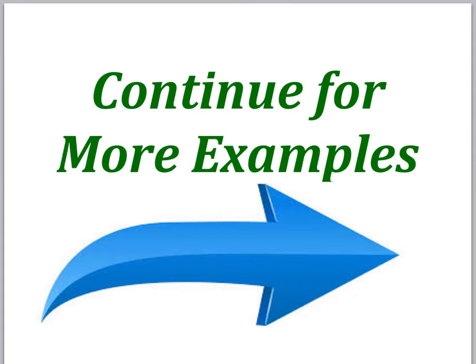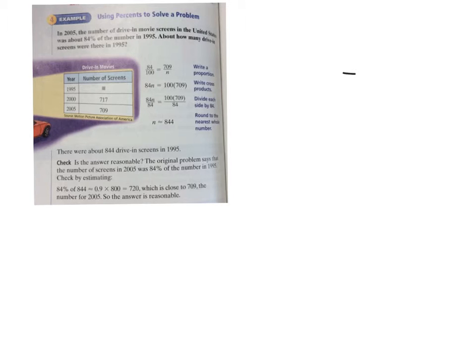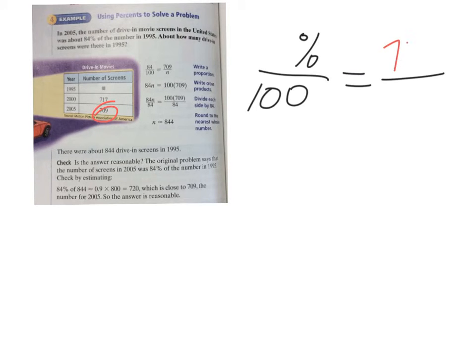Continue for one more example from me here. Alrighty, just like the others. This one, even before we start the story problem, we know starts like this. Okay, so now let's read it. In 2005, the number of drive-in movie screens in the United States was about 84% of the number in 1995. About how many drive-in screens were there in 1995? So in 2005, that's going to be our is, our part, and that's going to go up here. It's right here on the table, by the way, 709. And we don't know the of, the whole. And percent, we do know that, it gave us 84.